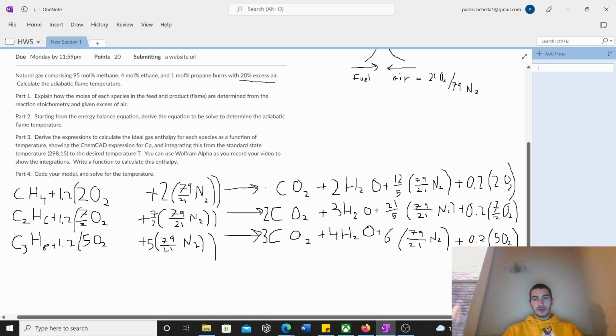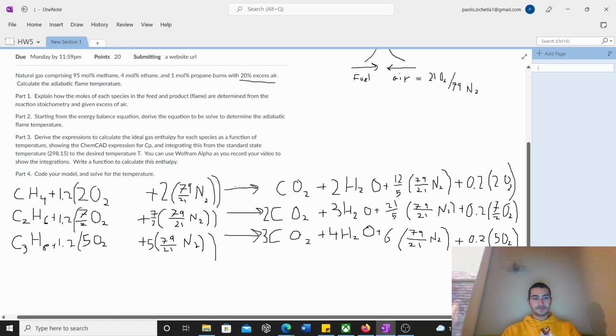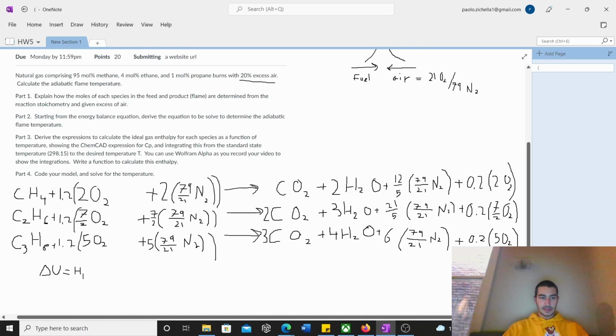So before we go ahead and do all of this, we want to remember that we're dealing with an adiabatic flame temperature, right? For the adiabatic flame temperature, we know that the change in internal energy as well as the enthalpy is equal to 0, as it remains constant. What we want to say is that the change in U, or the change in energy, is equal to the energy at state 1 minus the one at state 2, right?